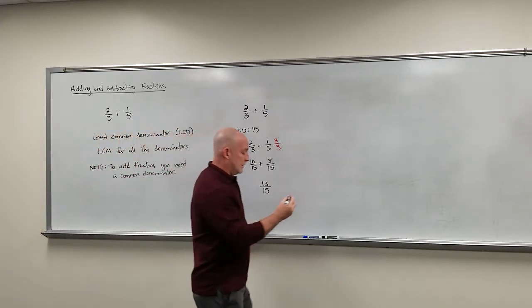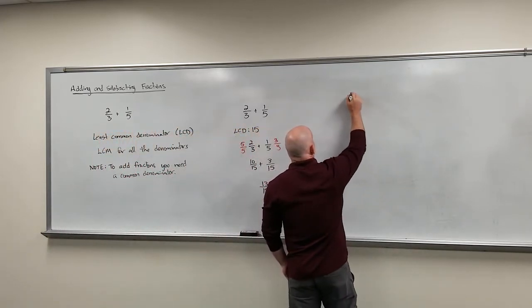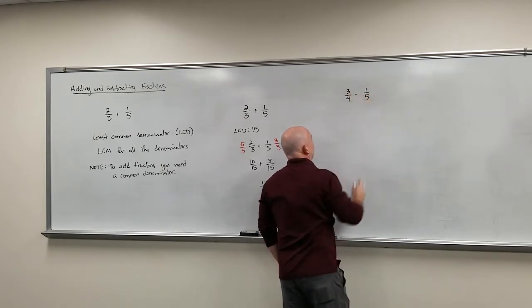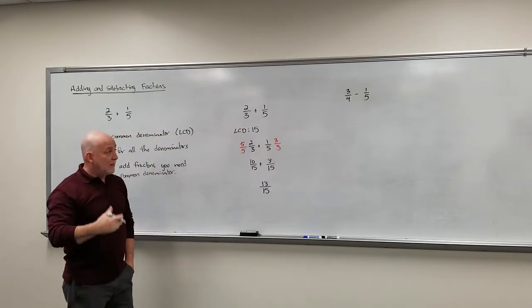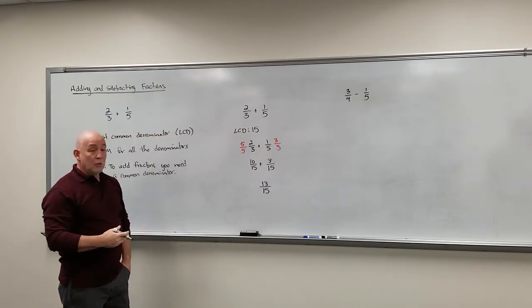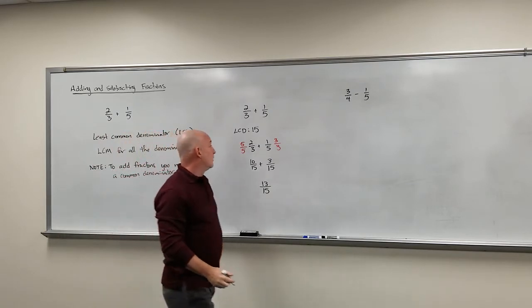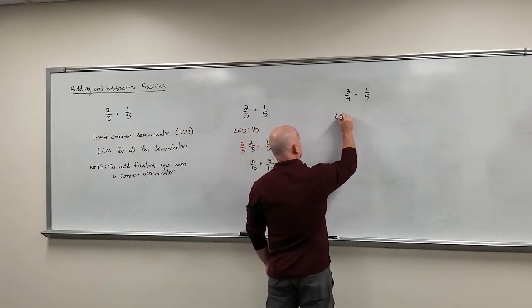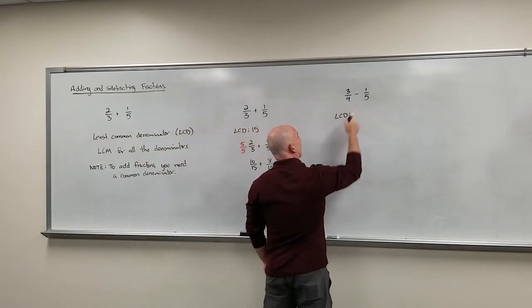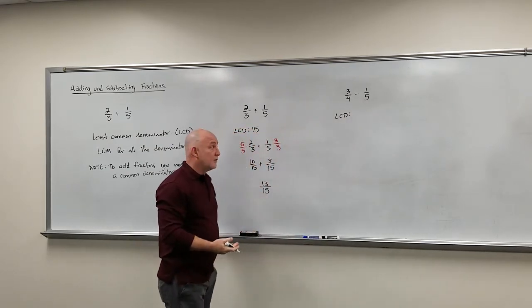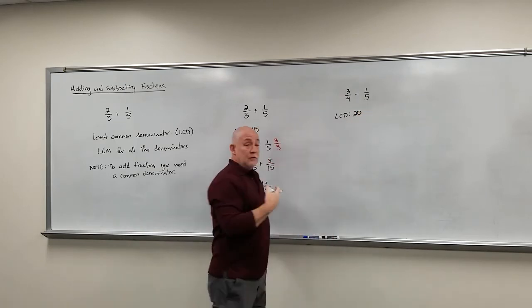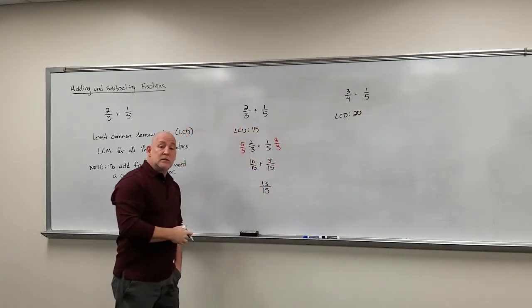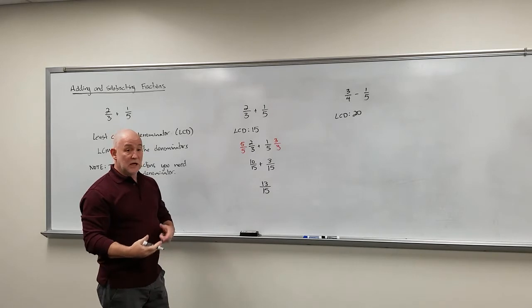Now let's try another one here. What if I did 3/4 minus 1/5? Okay, here we're still thinking about it as adding or subtracting fractions. We need a common denominator. So we're going to look for the least common denominator between a 4 and a 5. The smallest number that's divisible by a 4 and a 5 is 20. If you can't recognize that, use one of the techniques that we saw in the past on how to find the least common multiple.